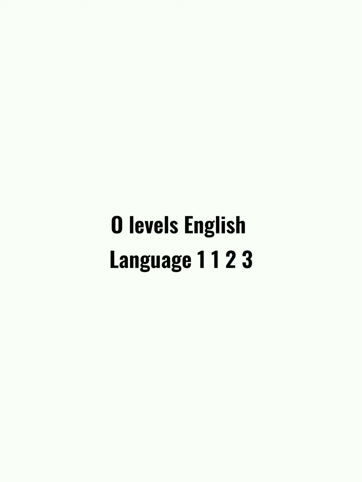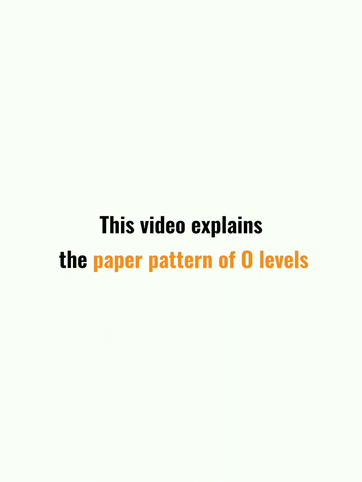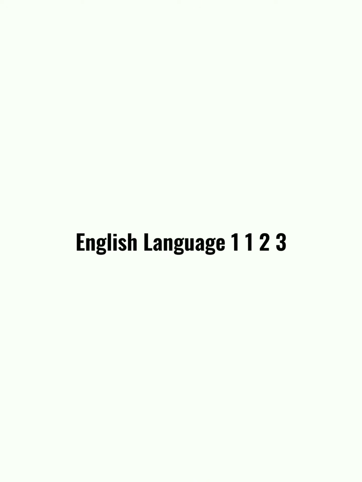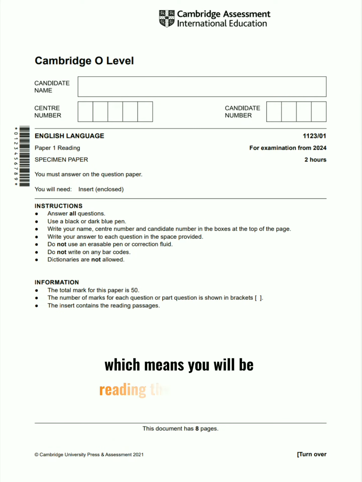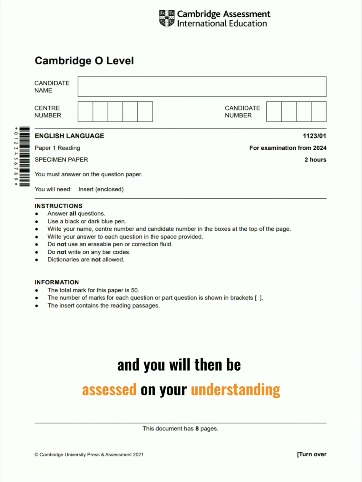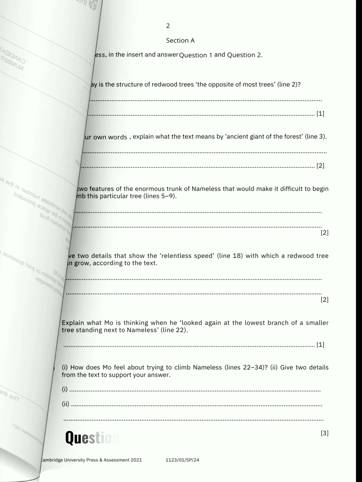O Levels English Language 1123. This video explains the paper pattern of O Levels English Language 1123. There will be two papers, Paper 1 and Paper 2. Paper 1 is the reading paper, which means you will be reading the given material and you will then be assessed on your understanding and vocabulary.